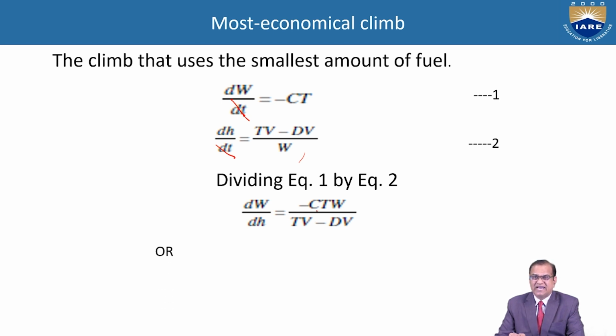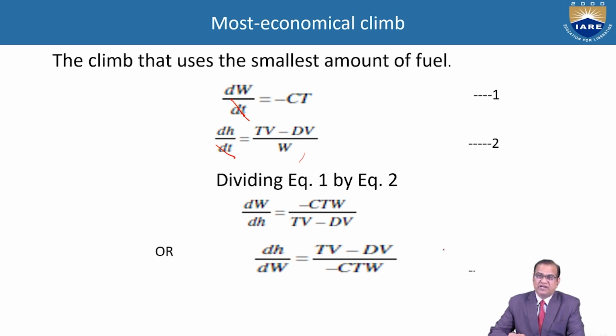Now if you reverse this, dH by dW is equal to (TV minus DV) divided by minus CTW. So this is our third equation. Here the rate of change of altitude with respect to weight, the derivative dH by dW, is equal to (TV minus DV) divided by minus CTW. TV is the power available, DV is the power required.